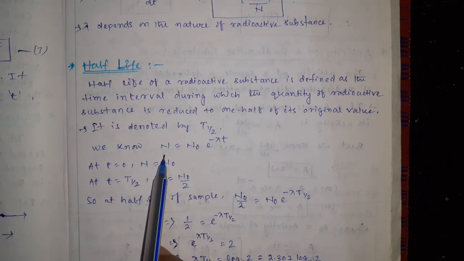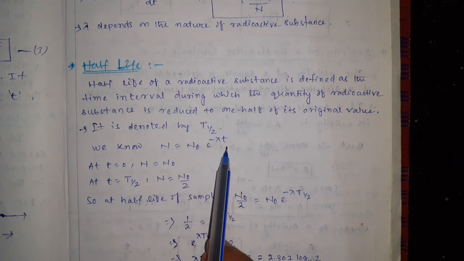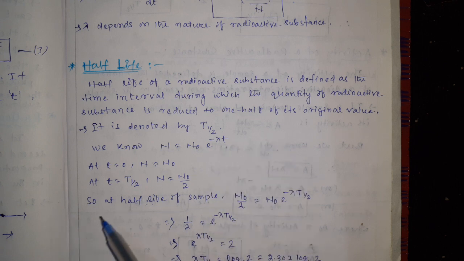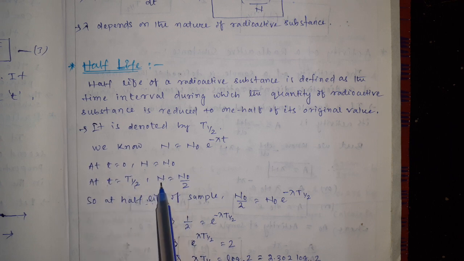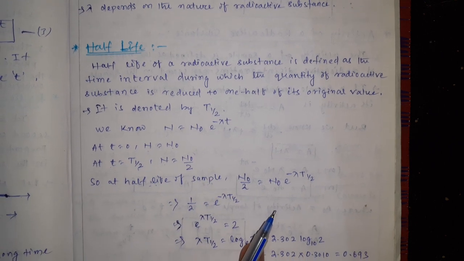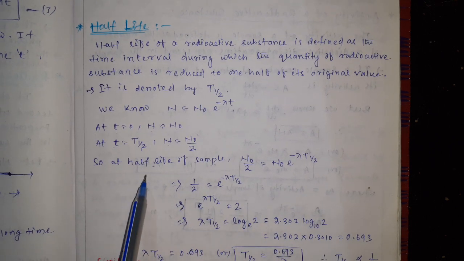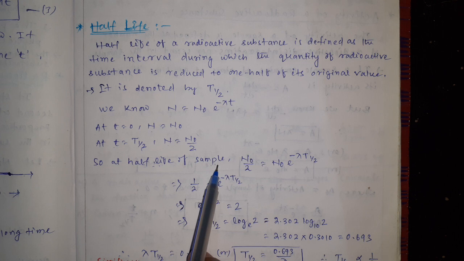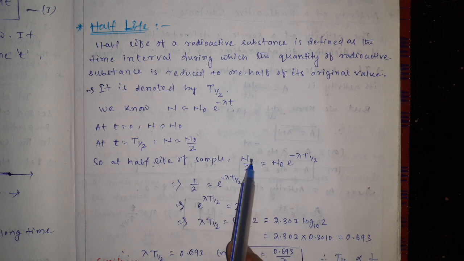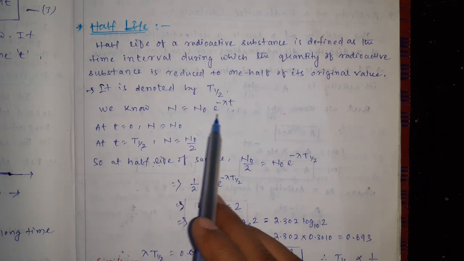From the relation N equals N0 e to the power minus lambda t, we put these conditions: at t equals 0, N equals N0. Whenever t equals T half, we can say that N equals N0 by 2, because this is half of the original value. Clear? So at the half life of a sample, we can write that N equals N0 by 2.